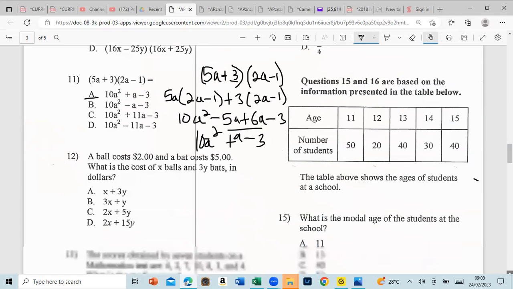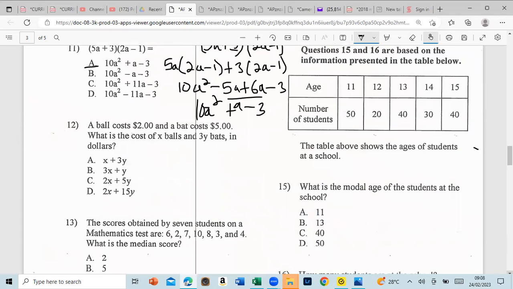Alright, let's move on to number 12. A ball costs $2 and a bat costs $5. I'm going to write that down, because you should just write down the information, right? So that's $2 for a ball and $5 for a bat. And now it says, what is the cost of x balls?